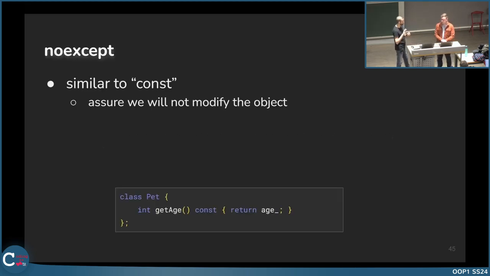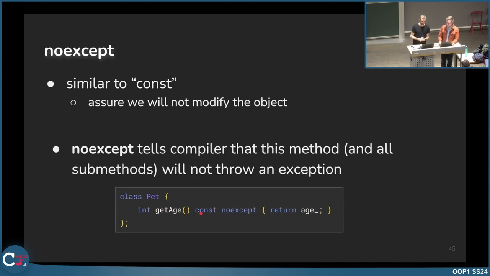But before that, we need to introduce one more keyword. The first thing is noexcept, and that's kind of similar to const. When you remember back, const assures us that we will not modify the object. So in this case, we have a getter here, and we're just returning the age of the pet. I know that the age is missing, but let's say this const just means I will not modify the object. And noexcept is quite similar. It tells the compiler that this method will not throw an exception.